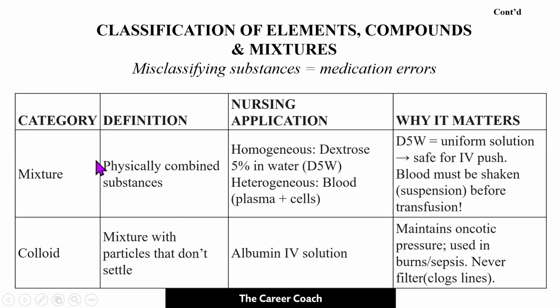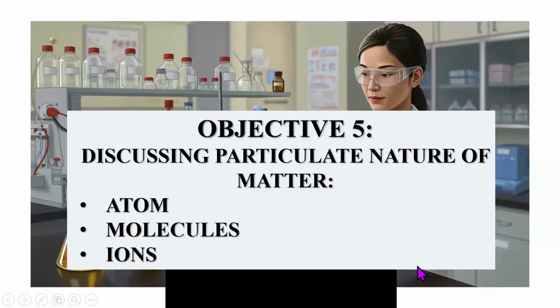We also understand a category of element, compound, and mixture, which is your colloid. Your colloid is a mixture of particles that don't settle. Example in the hospital is your albumin IV solution. Albumin intravenous solution helps to maintain oncotic pressure, usually in burns or sepsis. For patients with sepsis, that's infection, bacteria in the blood, right? Never filter colloid lines. They are just given because they are colloid and they are used to maintain burns and sepsis.